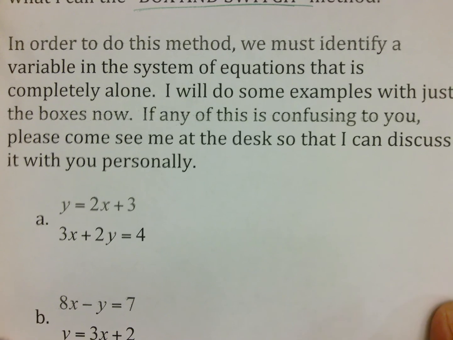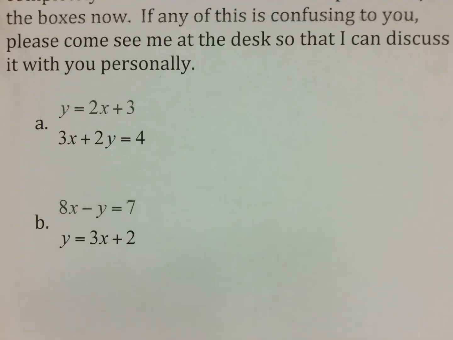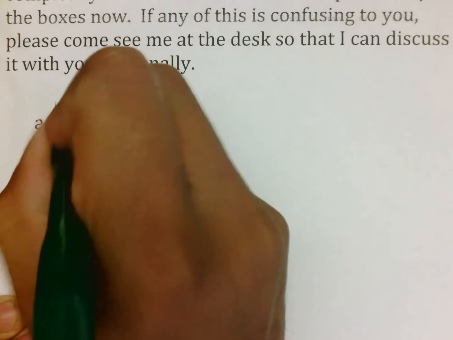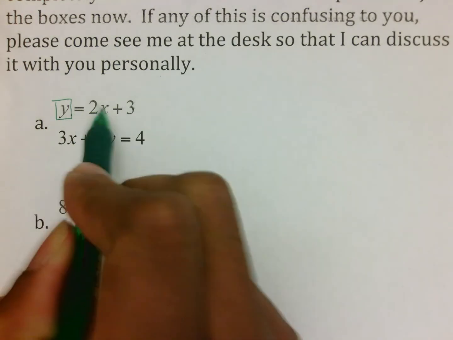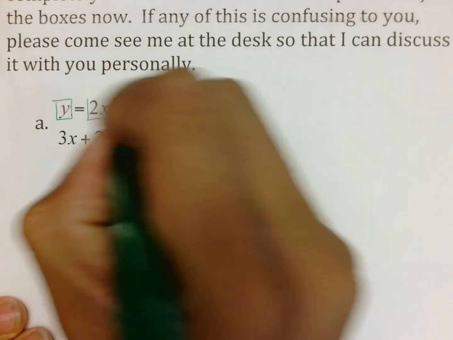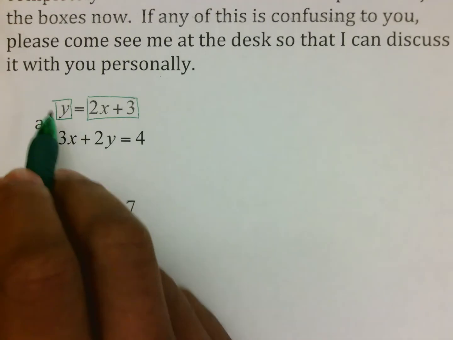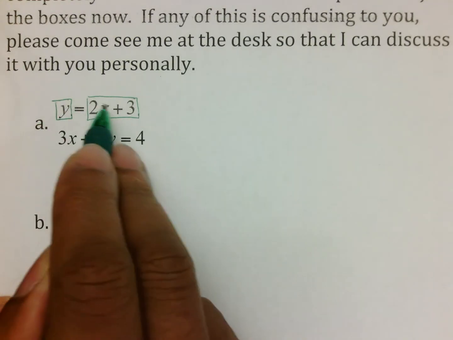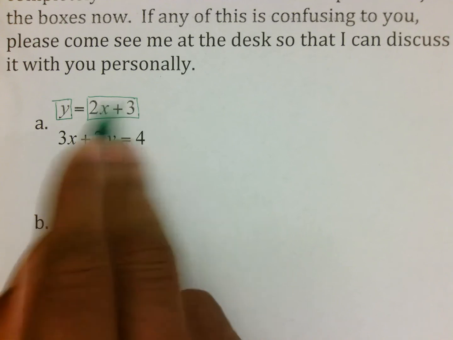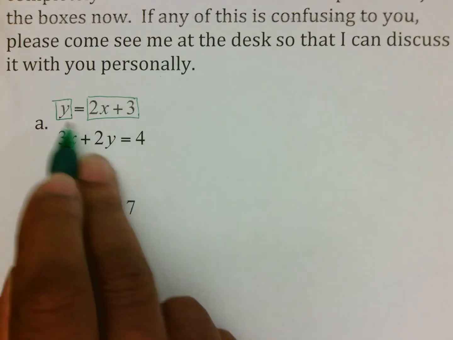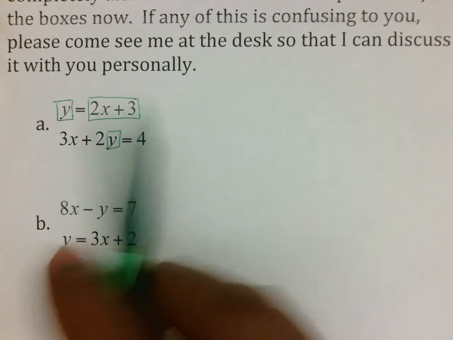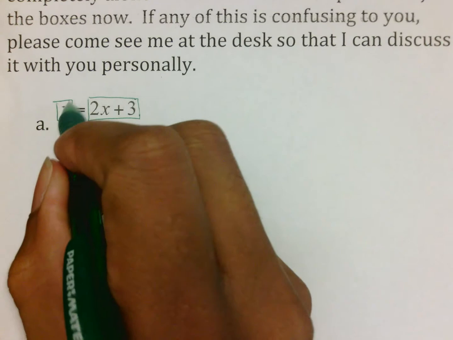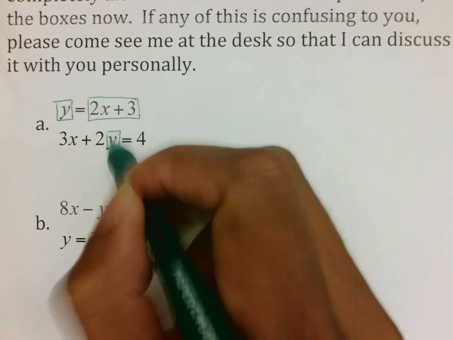But box and switch starts out with identifying one variable that is all by itself. Once you've identified that variable, in this system, that variable is this y, you put a box around that variable. The next thing you do is you say to yourself, this y is equal to everything over here, so we're going to put a box around what it's equal to. So I have a box around the variable that's by itself, and a box around everything it's equal to. Then you go to the second equation and you put a box around the variable that was by itself, which is this y. Now what these boxes mean is that I'm going to trade the box for y with a 2x plus 3.